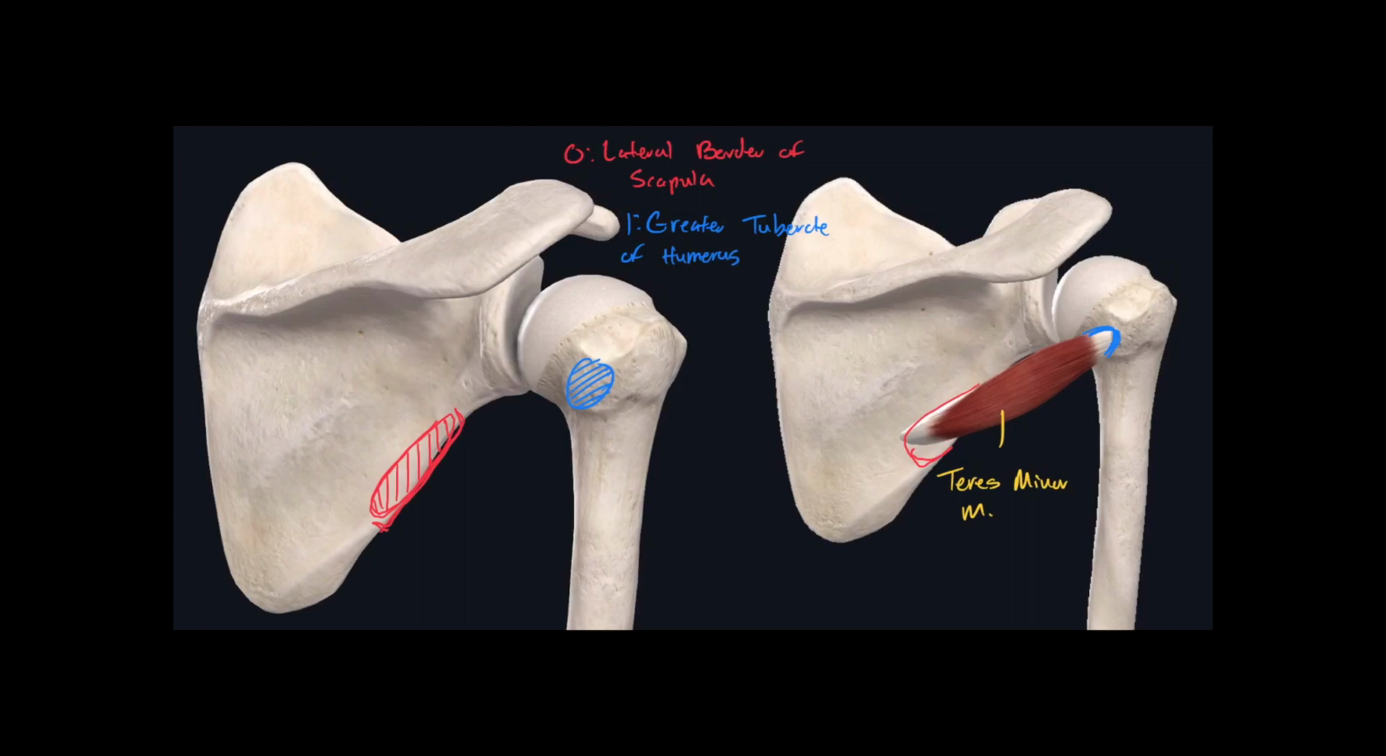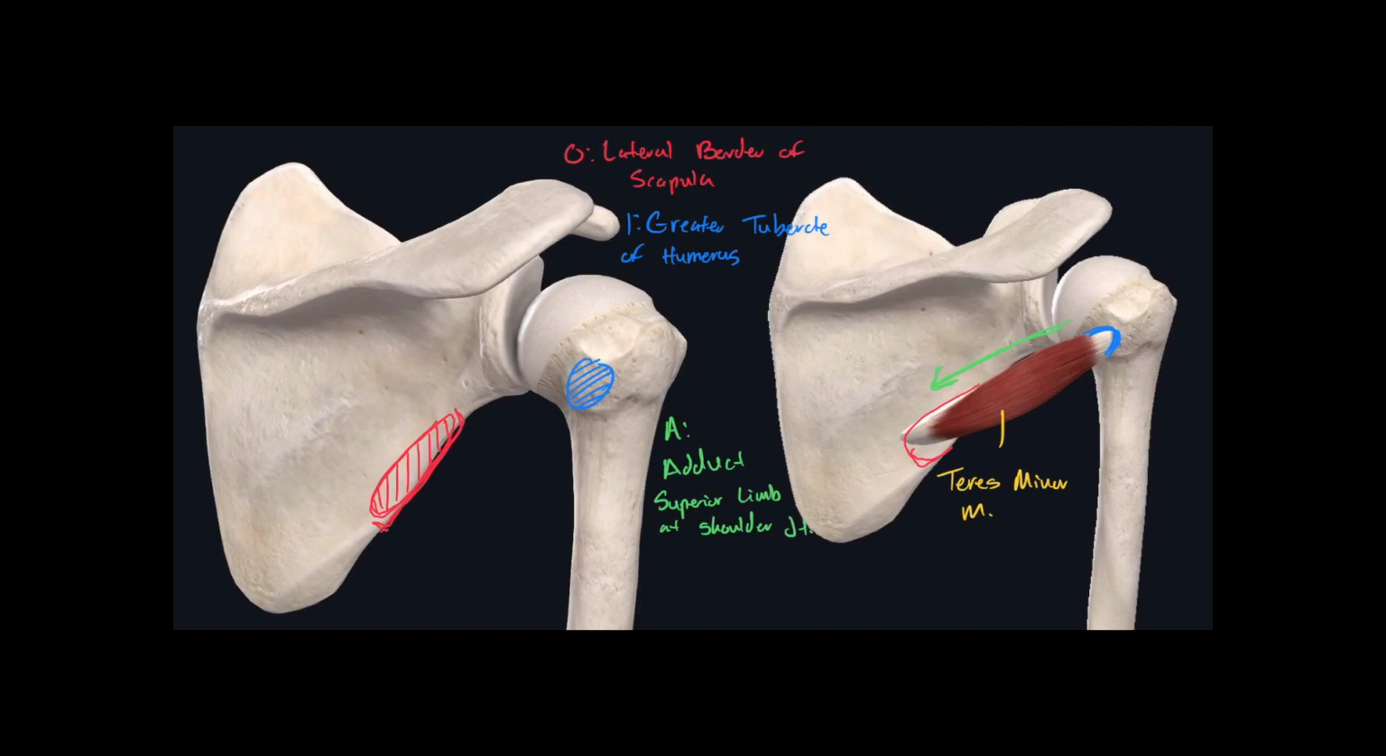Now, what would the action be for this muscle? Well, if this muscle contracts, it looks like it would be pulling this entire limb towards the scapula at the shoulder joint. So I bet it's going to adduct the superior limb at the shoulder joint. But I think it does something else. What else do you think it could do?